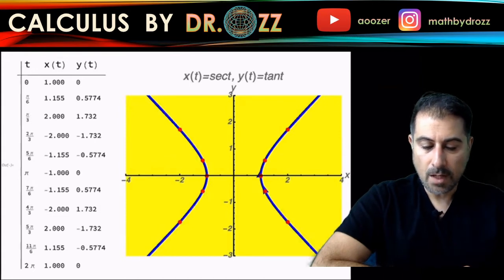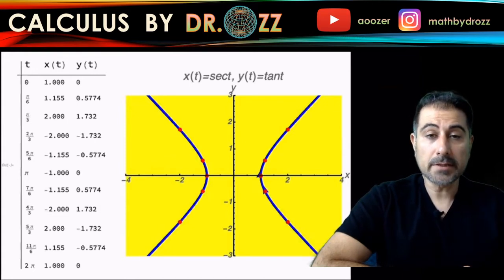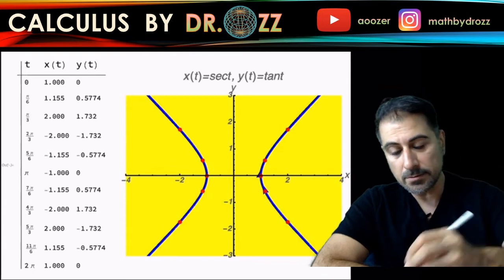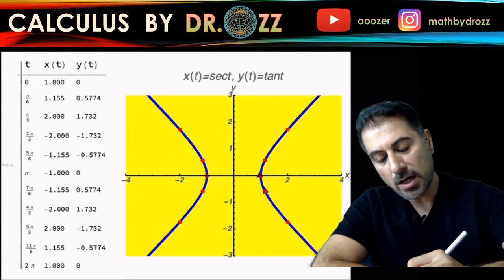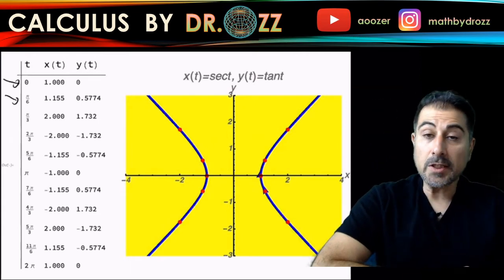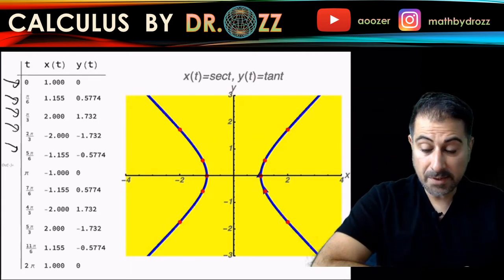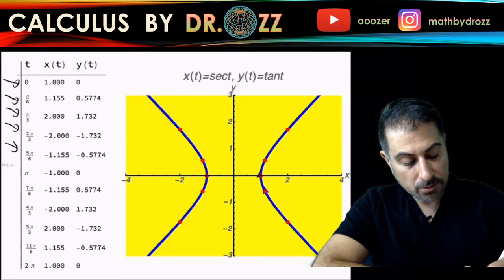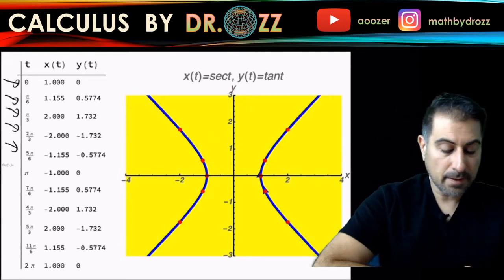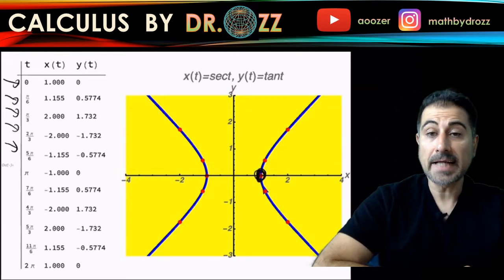So again, put your calculators in the radian mode and then evaluate x and y at those points. We start with t equals 0. Let's see where we are on the curve. x is equal to 1 and y equals 0. We are right here, right on the x-axis, on the positive side of that.